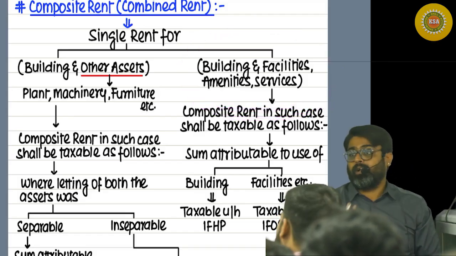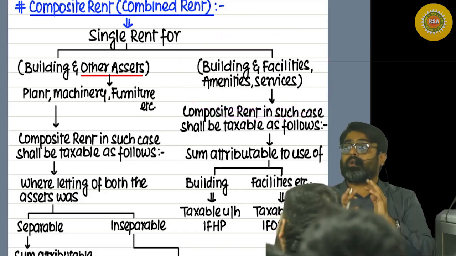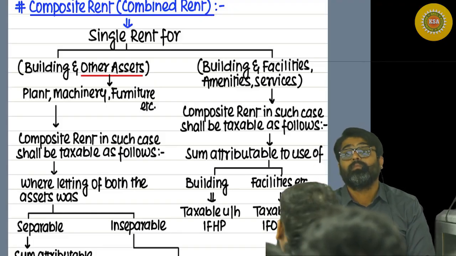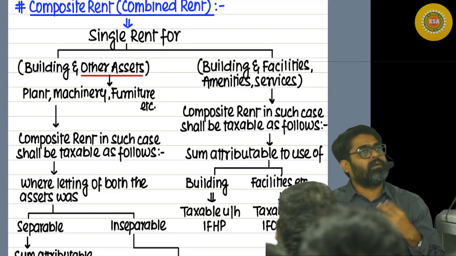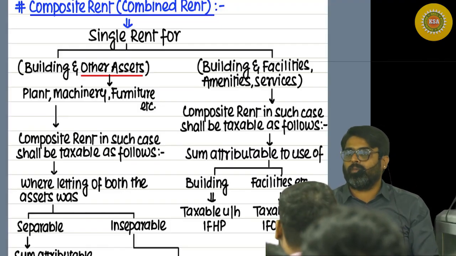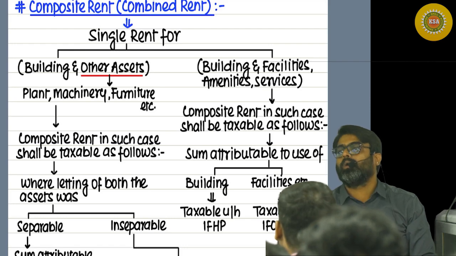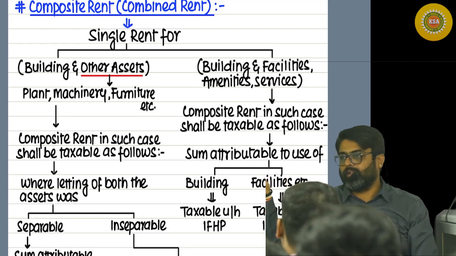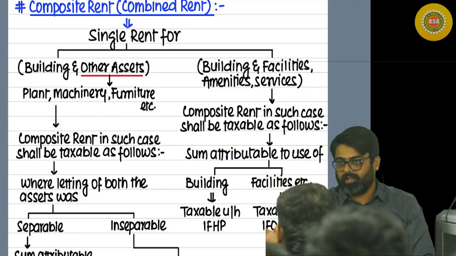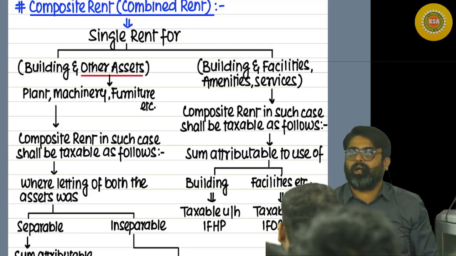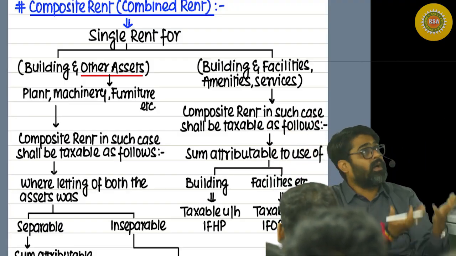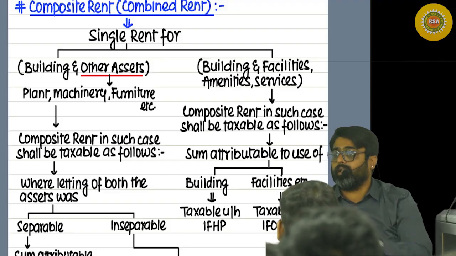But sometimes it might also happen that building can be given on rent with other assets also. Best example is this classroom. For example, I am the owner of this classroom, and somebody comes to me saying, sir, I want this classroom on rent. Will I give the classroom on rent? Yes. But will these assets also be given on rent? Meaning these benches, this table, this chair, these lights, fans, this music system, this computer, AC, everything will go on rent. Yes or no?